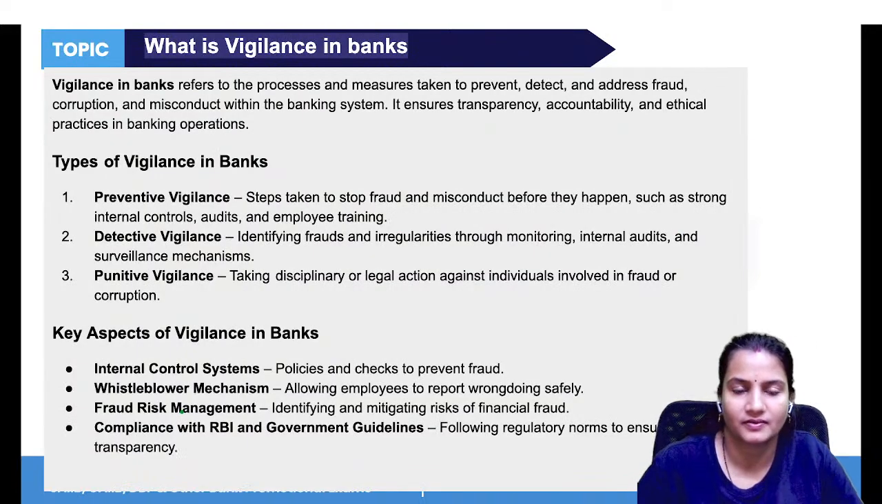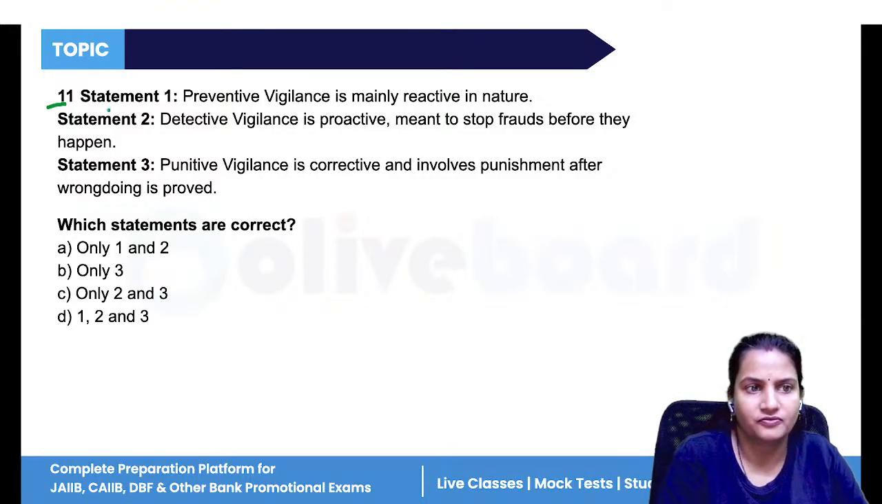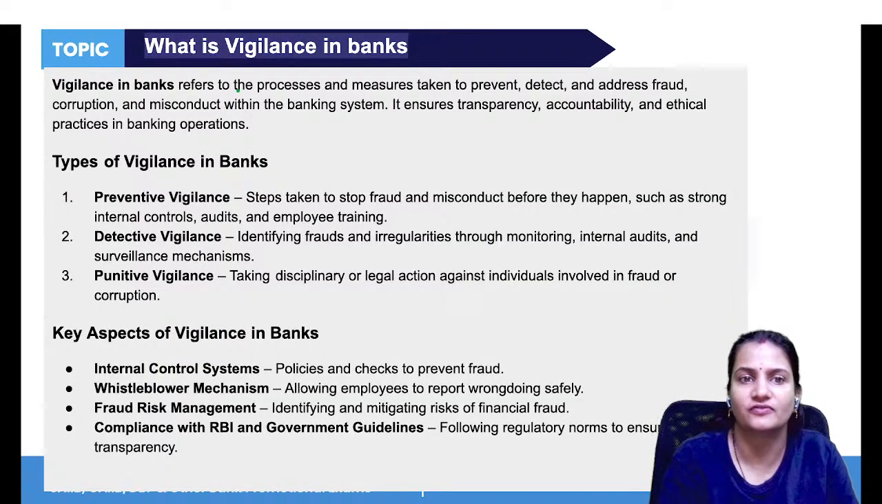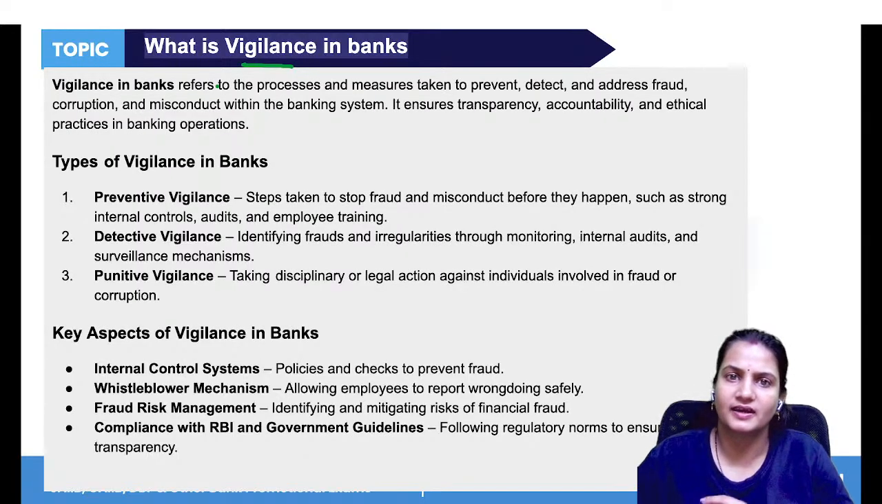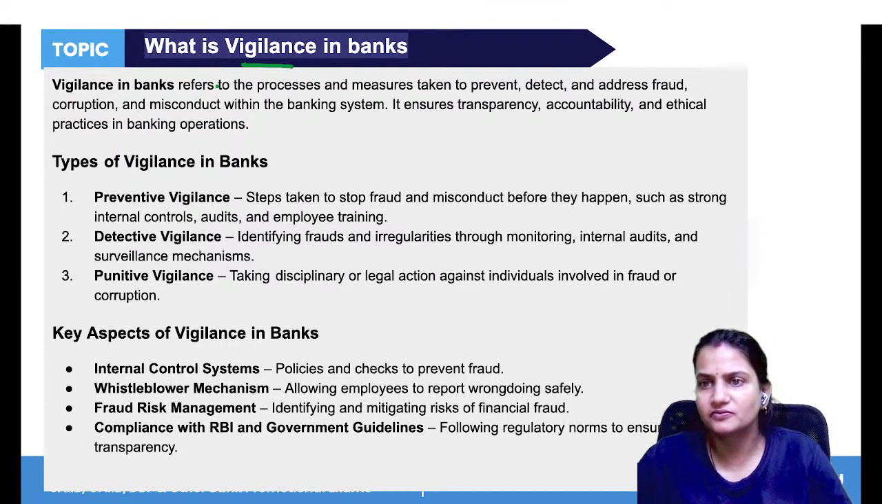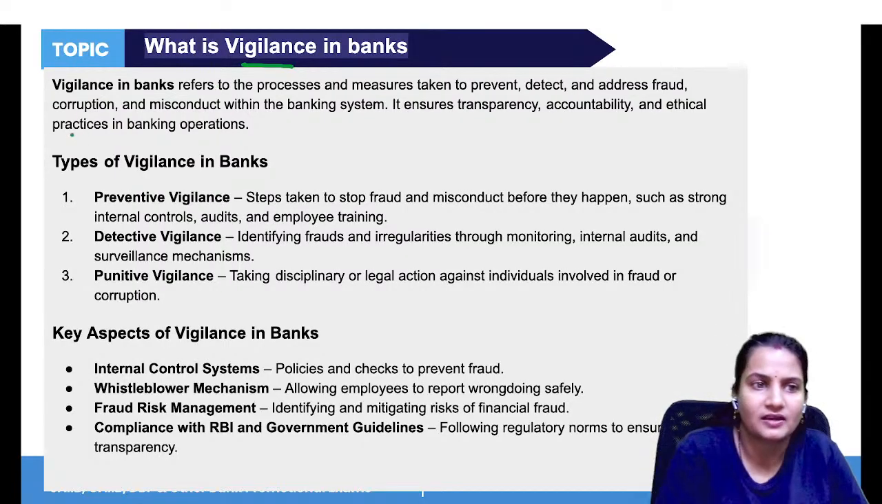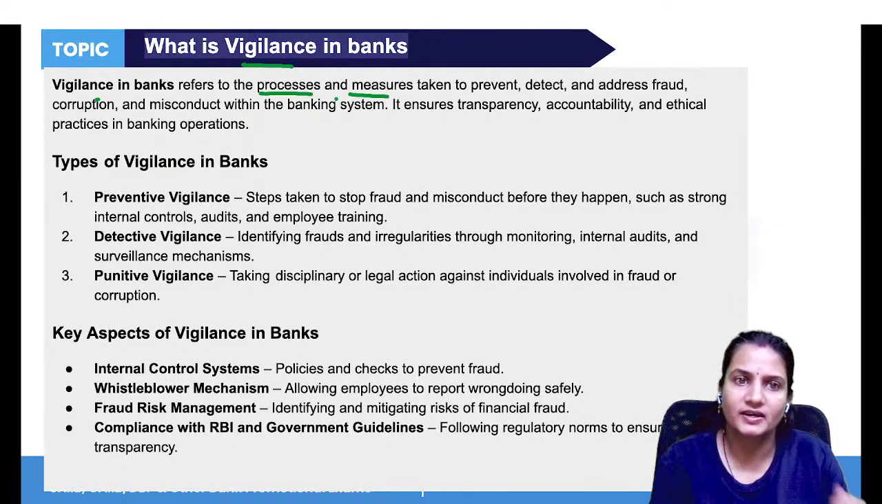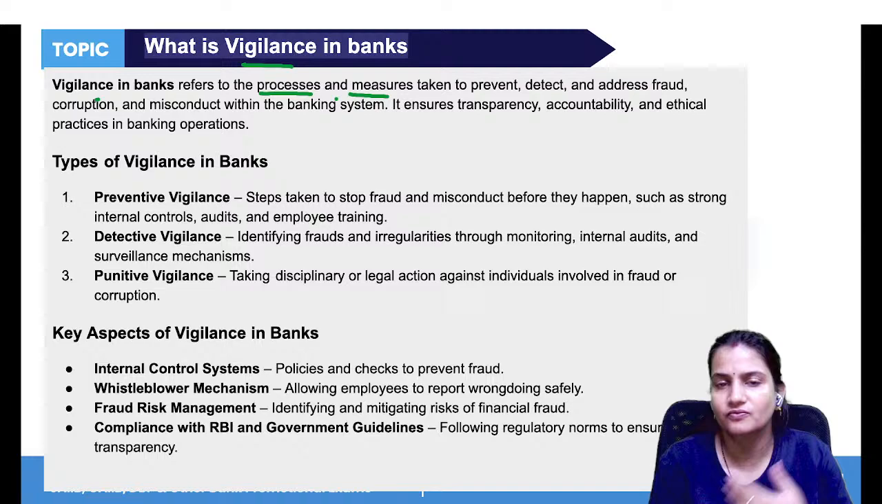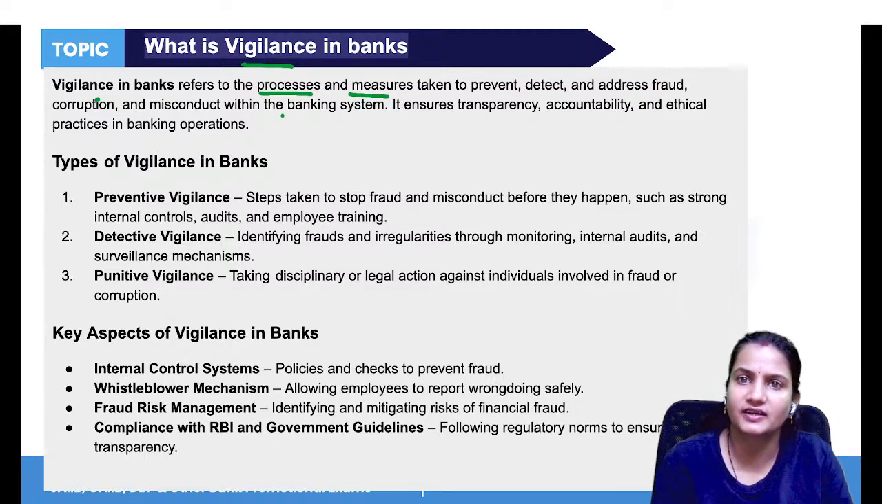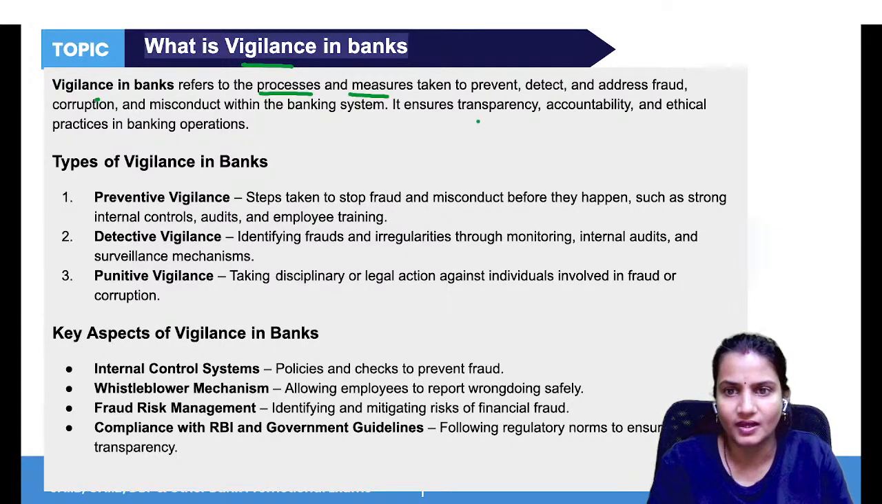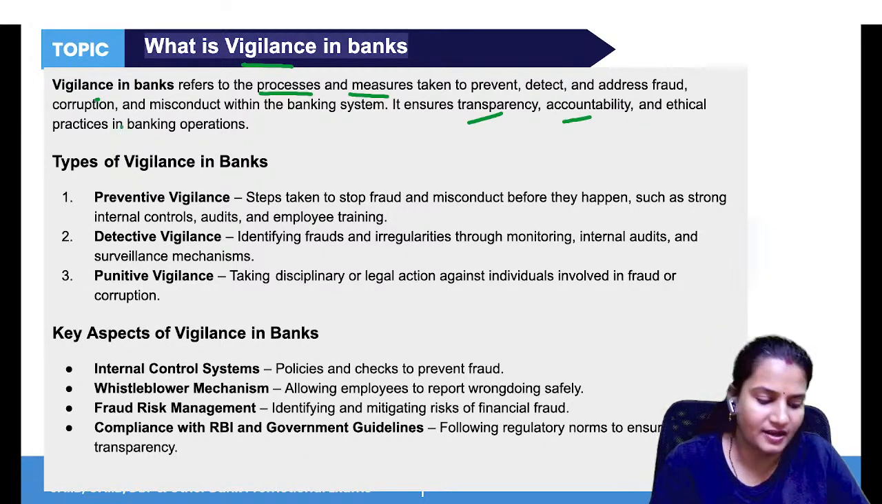Clear? Now, next question is question number 11, that is related to vigilance. Now, first, let's understand what vigilance in bank is. So we know that in bank many activities take place. So some of the activities are illegal also, illegal activities, fraudulent activities. So vigilance in bank refers to the processes and measures that are taken to prevent fraud, to detect fraud, to address fraud, and if there is any misconduct in the banking system, to find the root cause of that misconduct. It ensures transparency, accountability, and ethical practices.